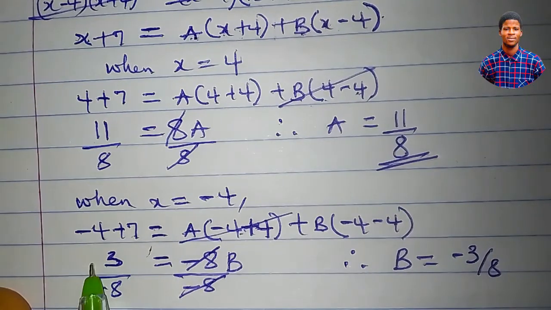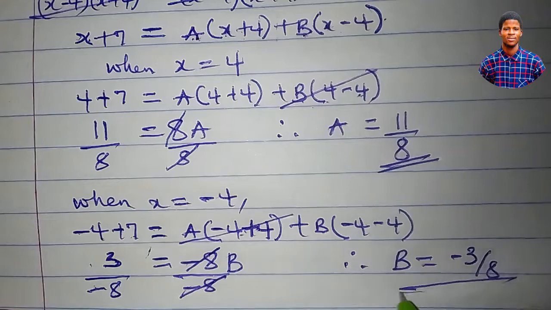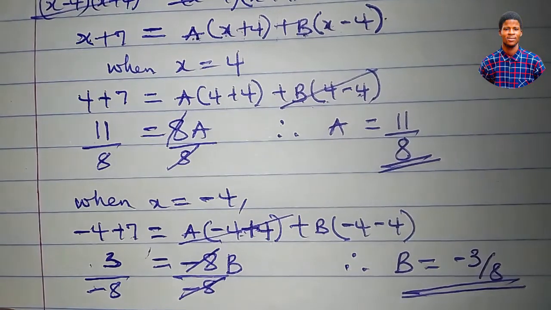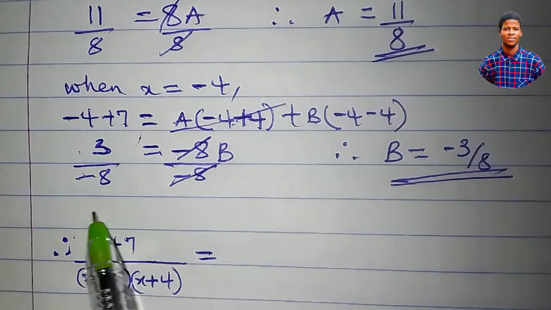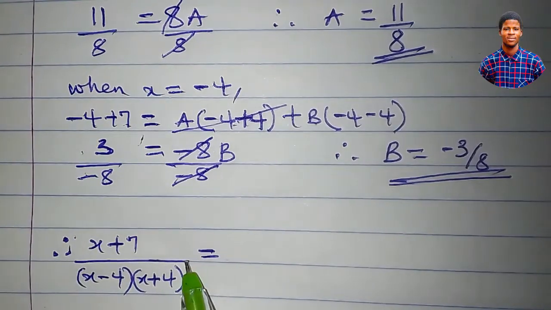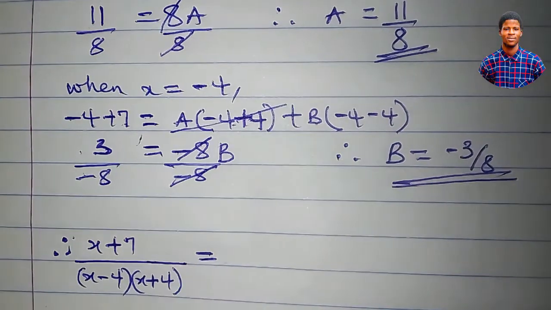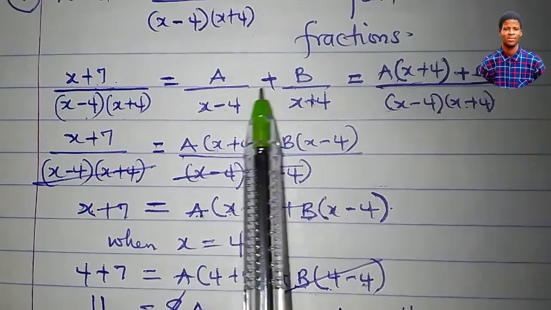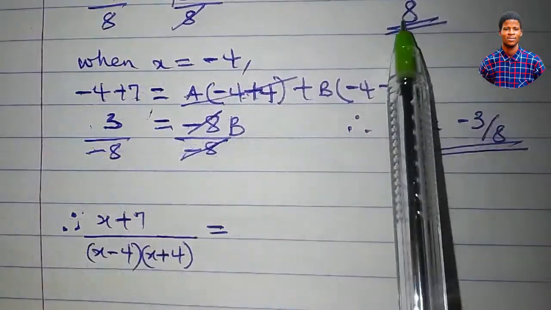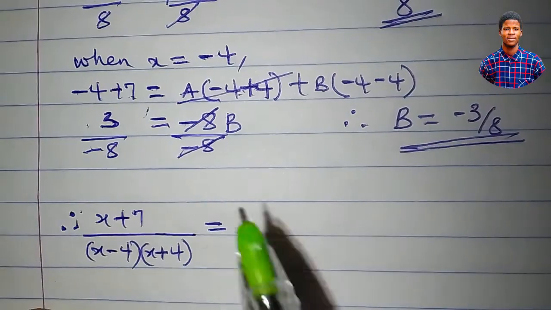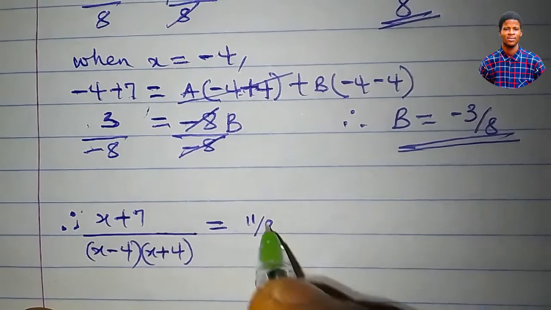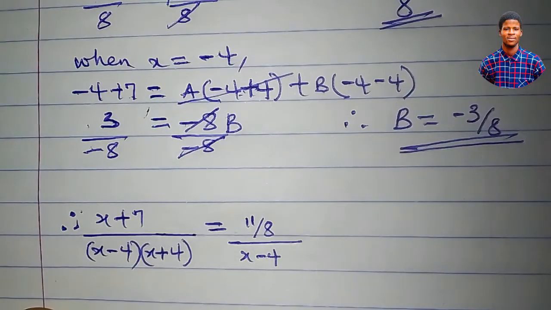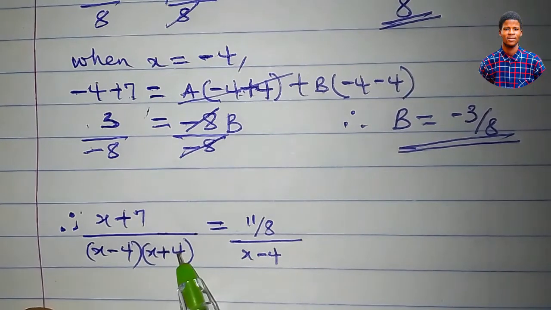The minus can actually go up. So the value of B is -3 over 8. The value of A is 11 over 8. And so, therefore, the resolution of this compound fraction into its component partial fractions is, like we said earlier, A over x - 4 plus B over x + 4. The value of A is 11 over 8, so we have 11 over 8 divided by x - 4, plus B over x + 4. B is what?